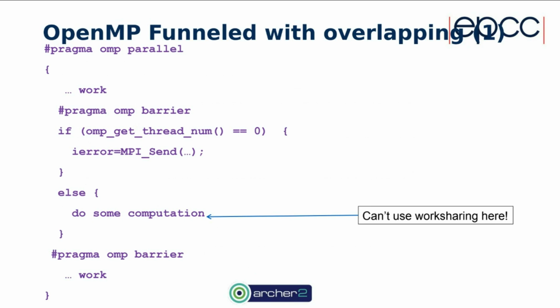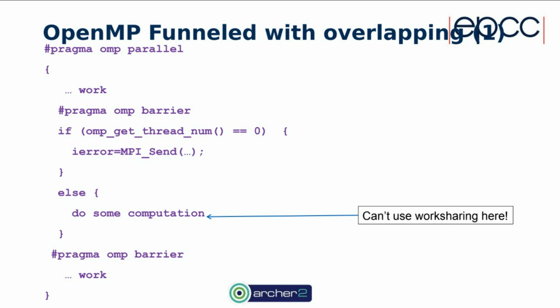What do I mean by this? Okay, so if we want to try and do some overlapping here, if we want the master thread to do some computation, to do the message passing, and other threads to do some computation at the same time, then how do we arrange that in OpenMP? Well, for example, one thing we could do is just do a test. Okay, so if my thread number is 0, then I'm the one that's doing the MPI calls. Otherwise, go away and do some computation.